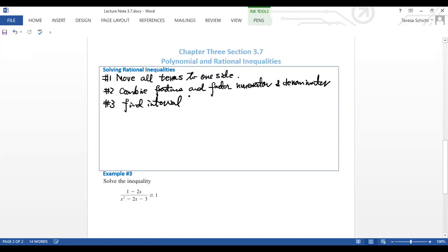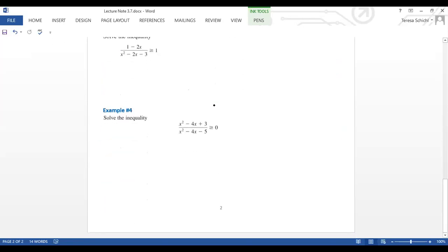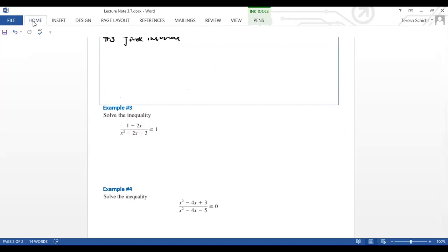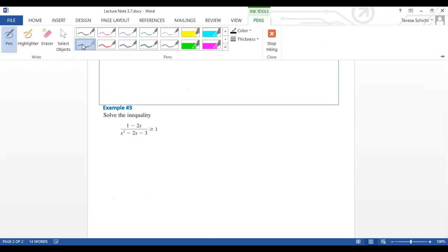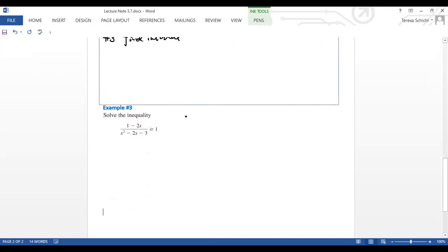Okay, so let's take a look at what this means step by step. I might need some space here, so I'm going to give a little bit more space. So solve the inequality here. First thing, I move the 1 over. So step number 1 is here. This is 1 minus 2x over x squared minus 2x minus 3, minus 1, greater than or equal to 0. One of the common mistakes when people solve a rational inequality is they use the cross product. No, you don't do that. You move everything over.